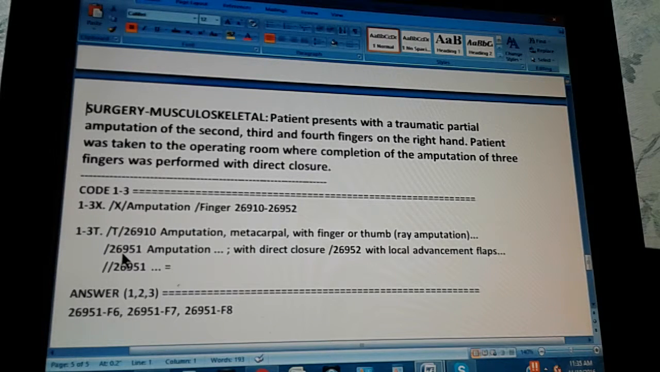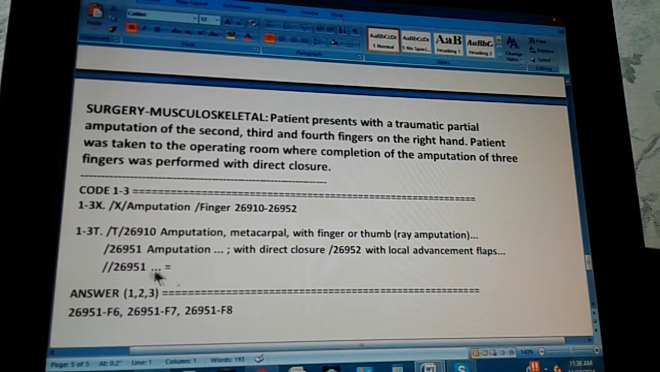The next one is 26951, the second one. What is that? Amputation of the finger or thumb, with direct closure. With direct closure, that's the phrase that we have. So we suspect this is the one, but let's check the next one. 26952, with local advancement flaps. We don't have that. So we go back to 26951.